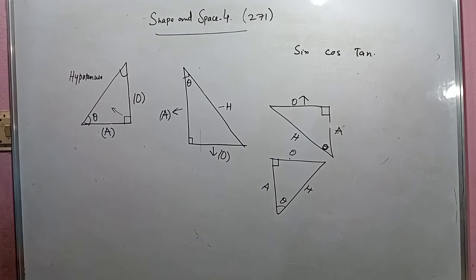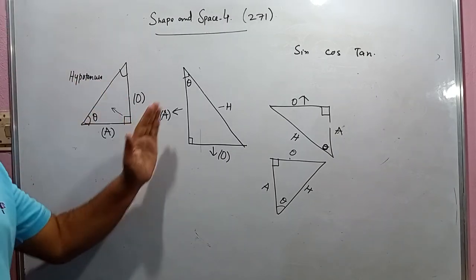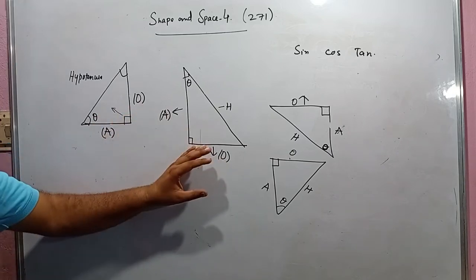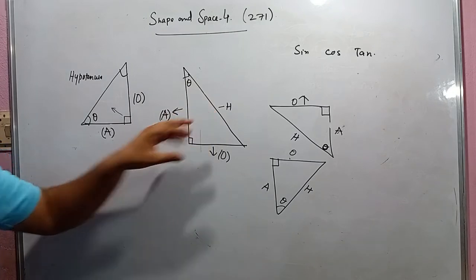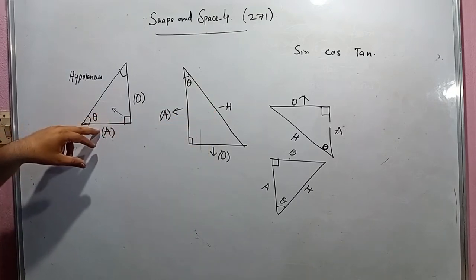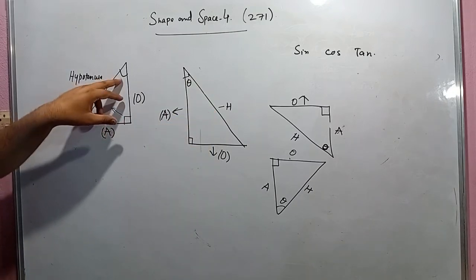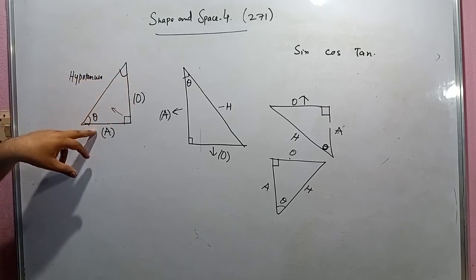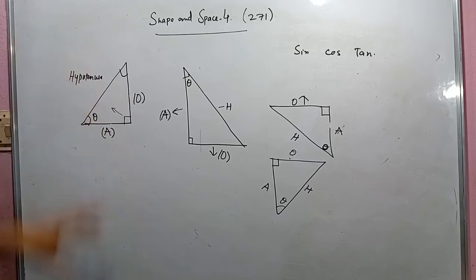So we can see in every right angle triangle we have the hypotenuse, the adjacent and the opposite sides, and adjacent and opposite depend upon the angle chosen. For example, I have chosen this, so this is now adjacent. If I had chosen this, then it would have been adjacent and this would have been opposite. So it depends upon the angle chosen.